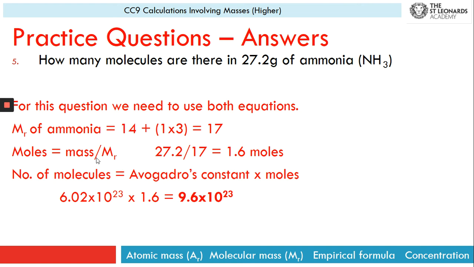So we do the moles equals mass divided by MR. So 27.2 divided by 17, which equals 1.6 moles. Then we can use that to work out the number of molecules. So we do Avogadro's constant times 1.6, which equals 9.6 times 10 to the power of 23. I know this is quite difficult. There's lots of calculations to use, but hopefully you've understood most of it, and I can go on and set some more questions for this if you would like.